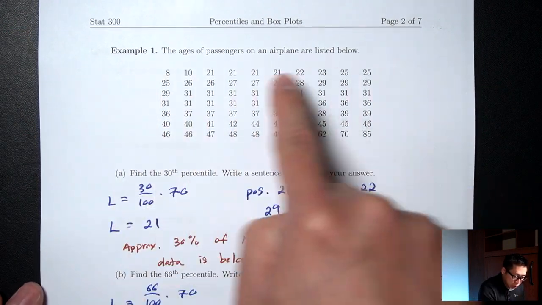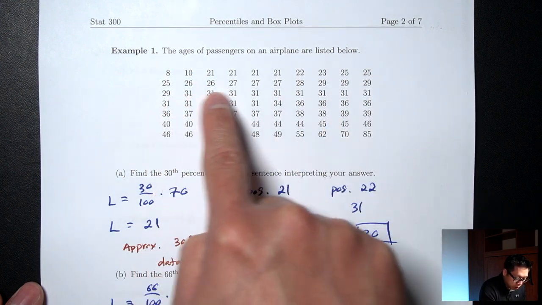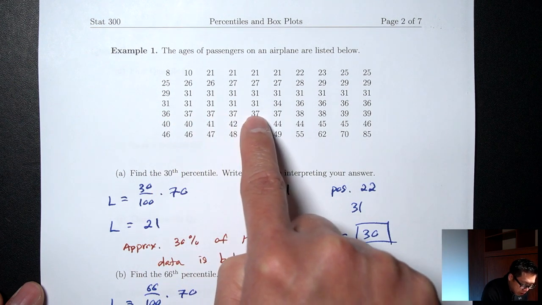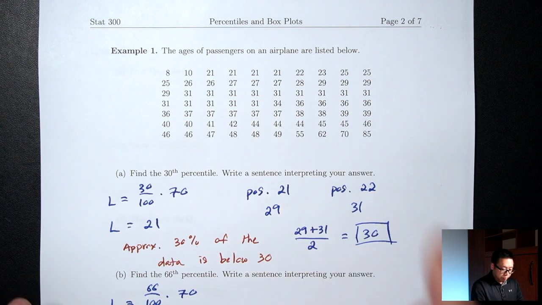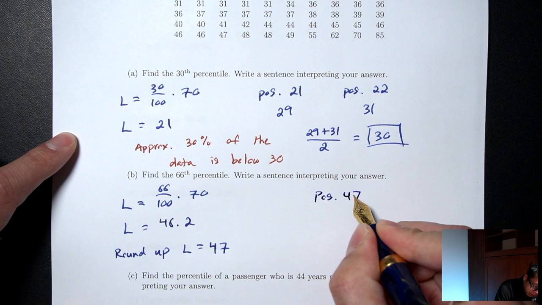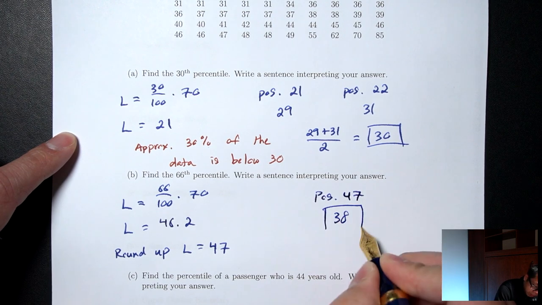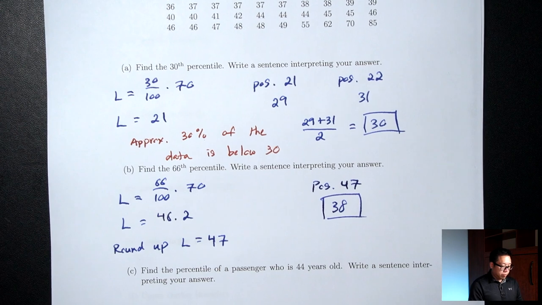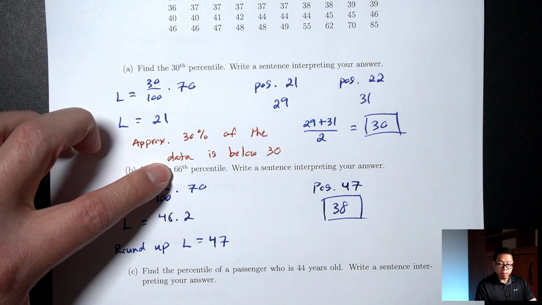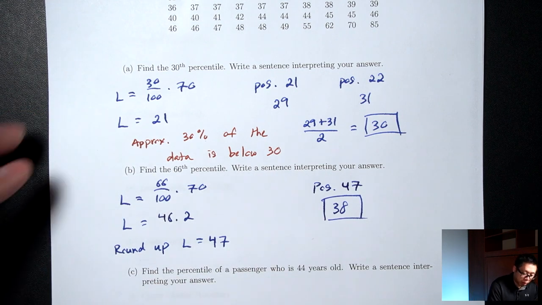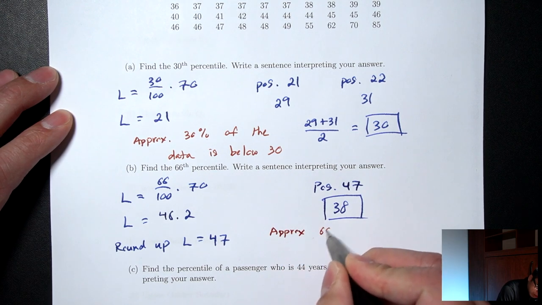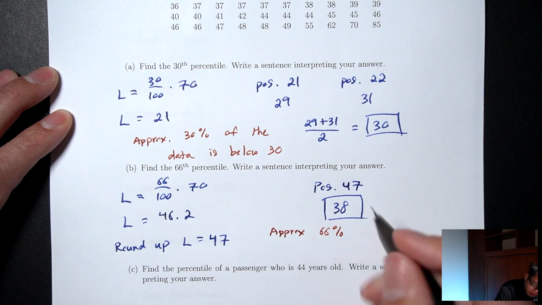And we said that there was 10 in each row, so that's 10, 20, 30, 40, 41, 42, 43, 44, 45, 46, 47. So the number in position 47 was 38. Interpretation, okay? The percentile tells you what percent is below the data value. So approximately 66% of the data is below 38.